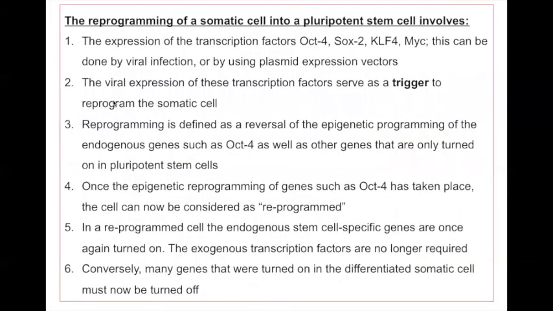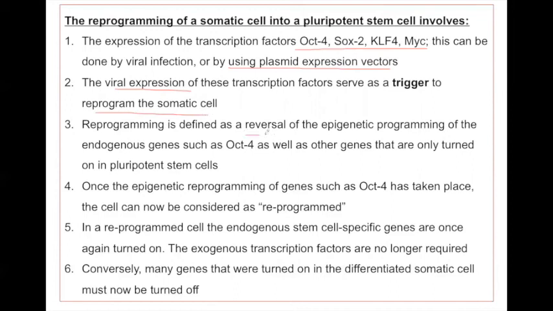So in other words, the reprogramming of a somatic cell into a pluripotent stem cell involves the expression of the transcription factors, OCT4, SOX2, KLF4, and MYC. This is exogenous expression and is done by plasmid vectors or viral expression. It triggers the reprogramming of the somatic cell.